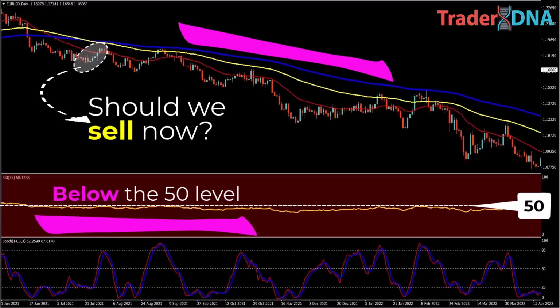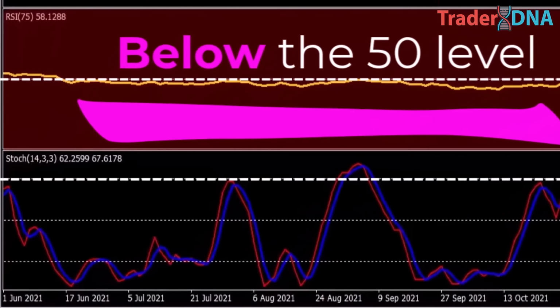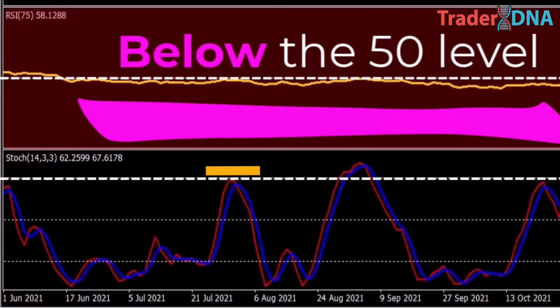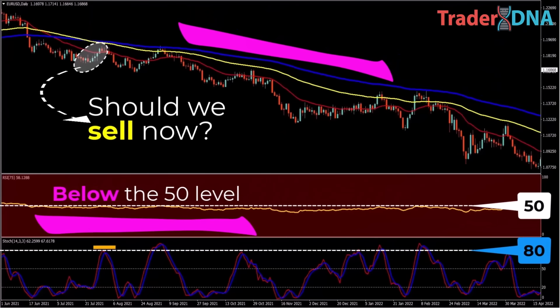Next, we check the stochastic oscillator and bam, we notice something super important. The stochastic hasn't even reached the overbought zone. That's right. Even though price touched the EMA and bounced, the oscillator didn't show us that the market was overextended yet. And that right there is a red flag. It's like the market is saying, yeah, we're correcting, but don't expect a big drop just yet.